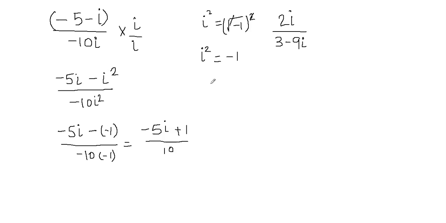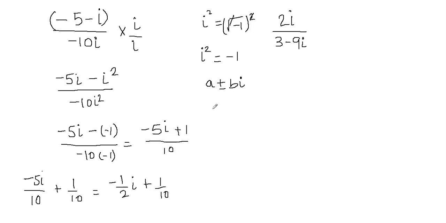Now we know that the general form of the complex number is a plus or minus bi, where a is the real part and bi is the imaginary part. And I need to write my final answer in the form of a plus or minus bi. So first of all, I'm going to divide both the terms by 10. So this will be equal to -5i over 10 and then plus 1/10. Now I can reduce this -5/10 to -1/2. So this will be -1/2 i plus 1/10.